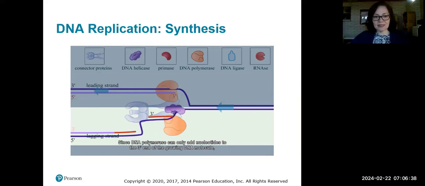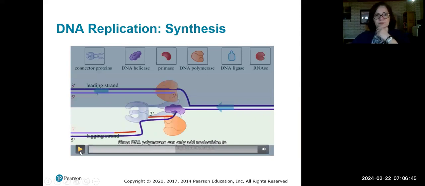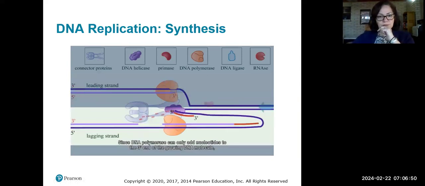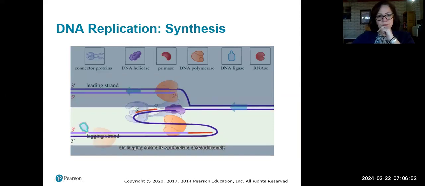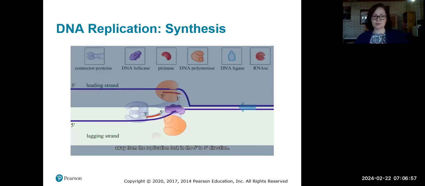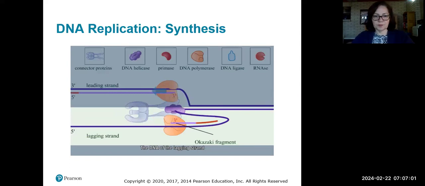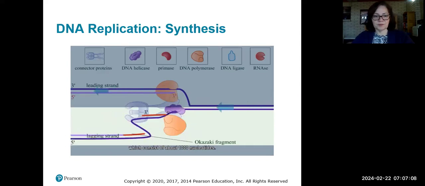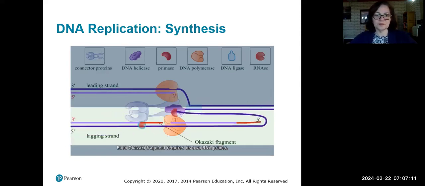In contrast, the lagging strand down below, you'll see it keeps being made in these short segments. DNA polymerase can only add nucleotides to the 3' end of the growing DNA molecule. The lagging strand is synthesized discontinuously, away from the replication fork in the 5' to 3' direction. The DNA of the lagging strand is synthesized in pieces called Okazaki fragments, which consist of about 1,000 nucleotides. Each Okazaki fragment requires its own RNA primer.